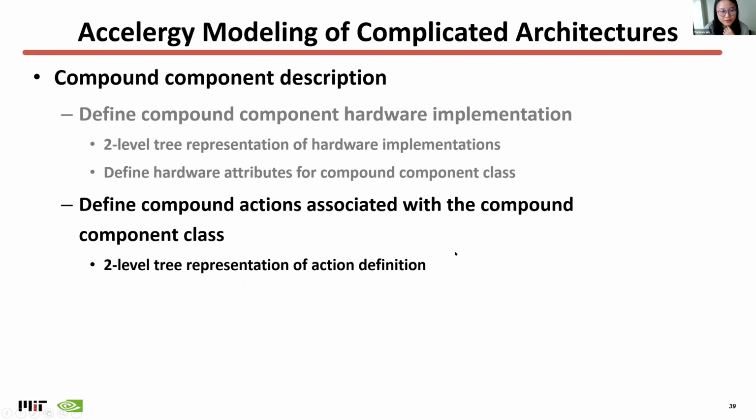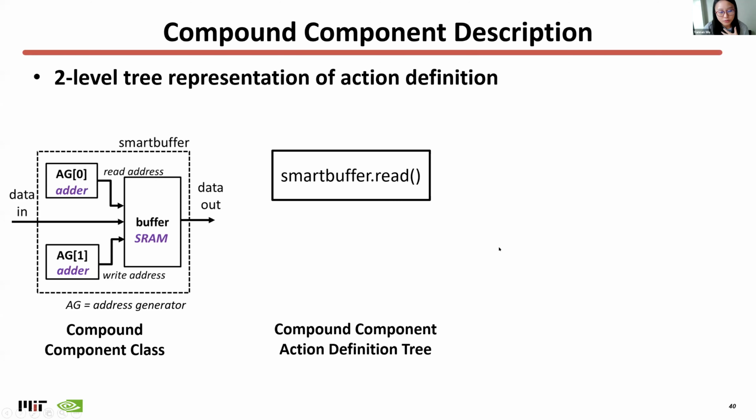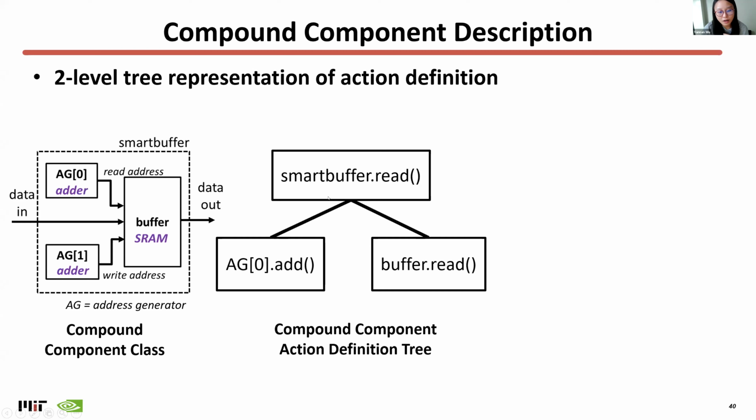And as we have seen for the primitive component classes, we need hardware attributes. We also need actions. So we also need a way to represent the actions associated with the compound component classes. And we do this in a similar fashion. Recall that the read to a smart buffer involves an address generation from the address generator. And since it's an adder, it's basically an add action. And for this high-level read action, we also have a read to the buffer as well. So then we are defining this compound action read as involving two sub-actions, each related to a subcomponent.